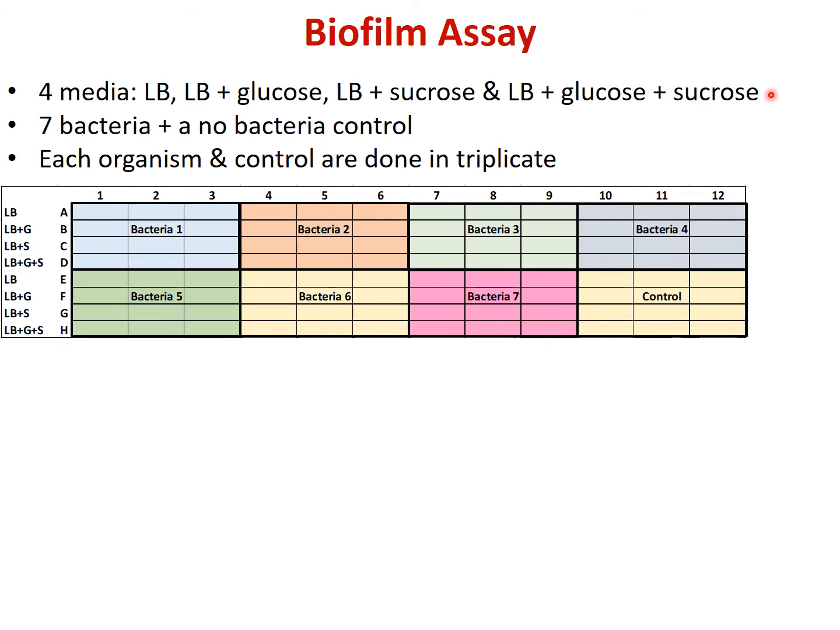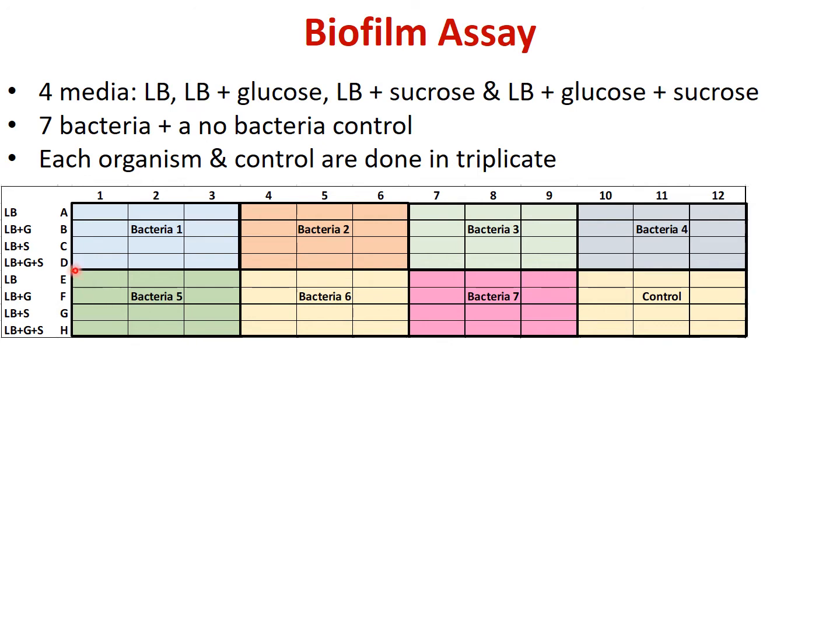We're going to use 4 media: LB with glucose, or with sucrose, or with both. We've used these before for our growth experiment. I like these sugars. And we're going to do it in such a way that when we look at our 96 well plate, we have our 8 well side and our 12 well side. For each of the lettered rows, we're going to put a different media.